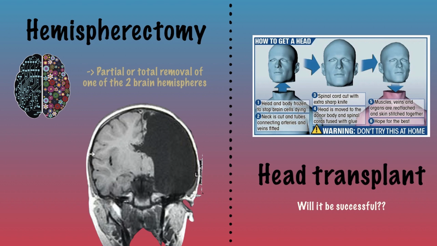The recipient's head and the donor's body will then be placed into deep hypothermia for around 45 minutes to reduce nerve damage. The recipient's head will then be attached to the donor body using spinal cord fusion.